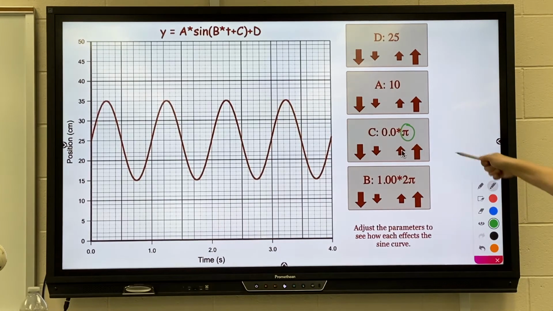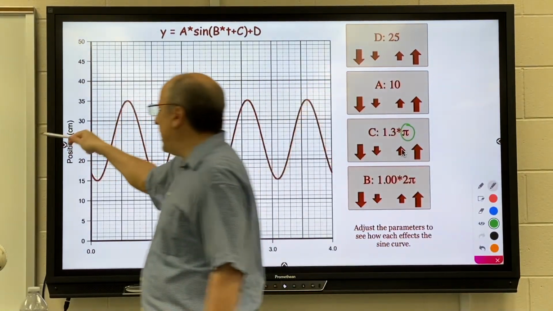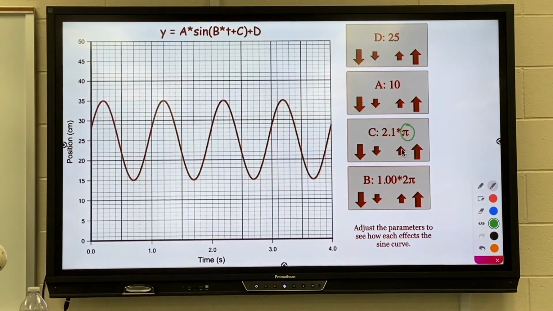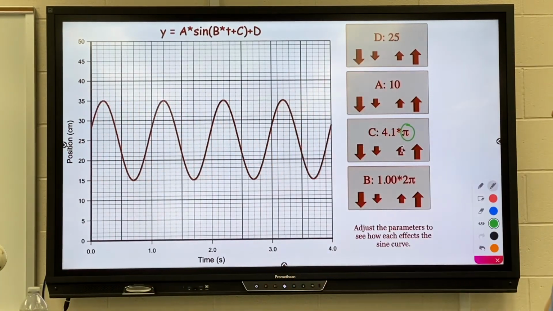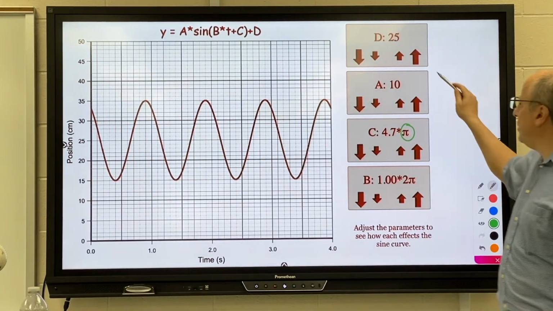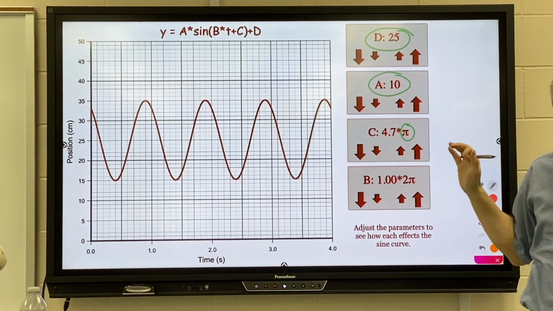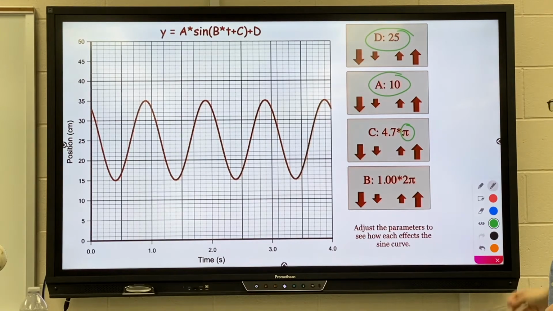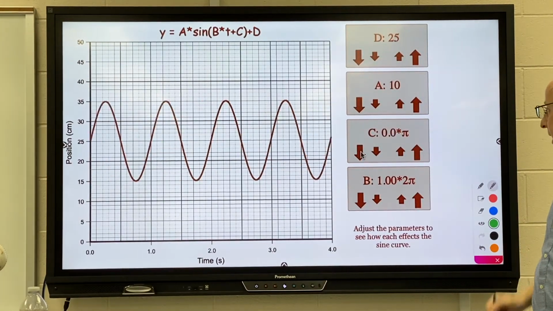And if you watch, we're going to start at 0. As we make the C-value bigger, you'll notice how the graph moves to the left. This is called a phase shift, or horizontal shifting of the graph. It doesn't change the average, it doesn't change the height, it just shifts the graph left or right. There are 4 important C-values that you need to be able to understand.